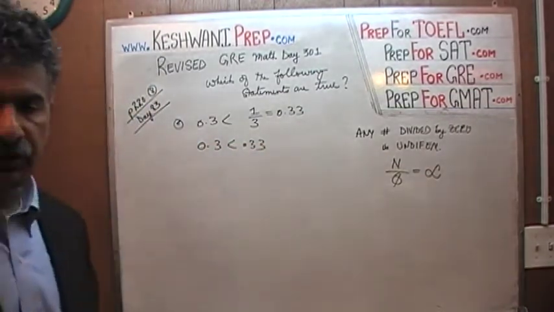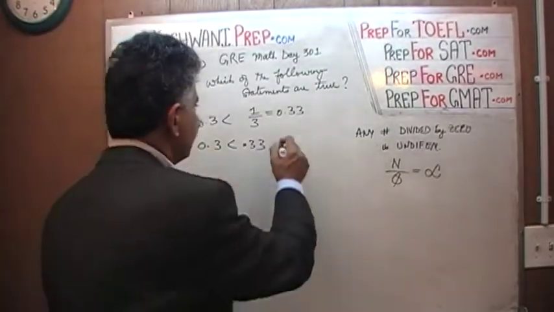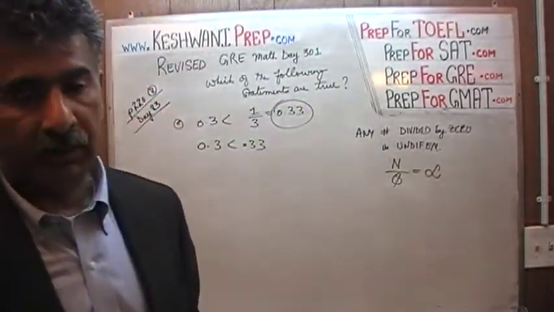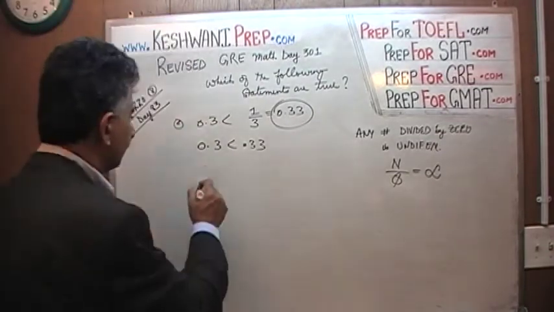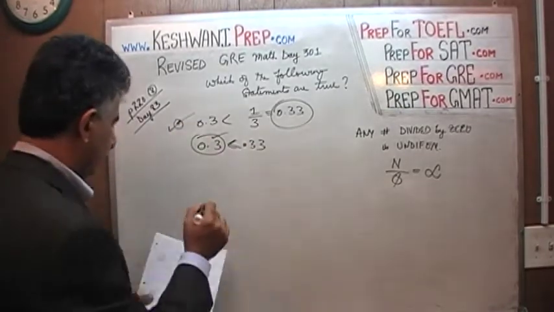A third of a dollar is 33 cents. But 3/10 of a dollar is only 30 cents. So of course 30 cents is less than 33 cents. That is true.